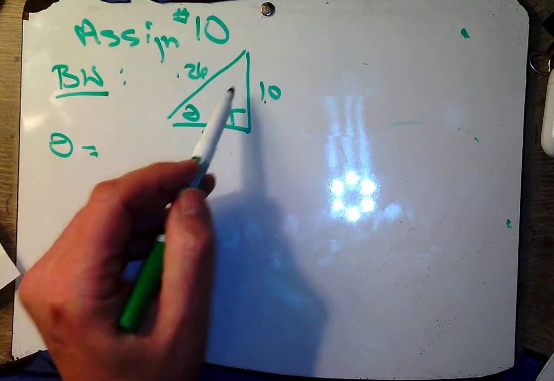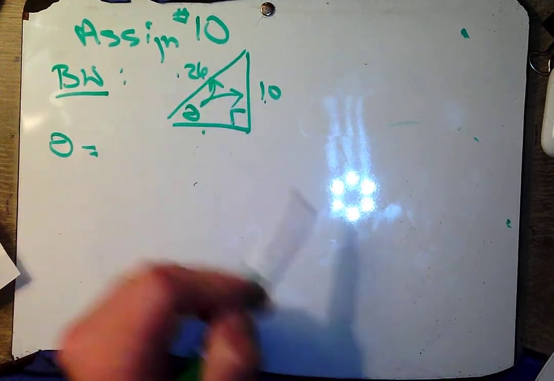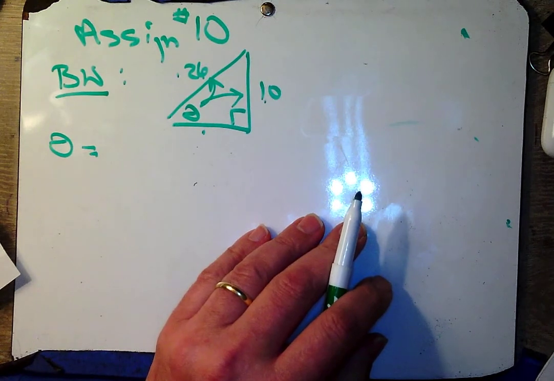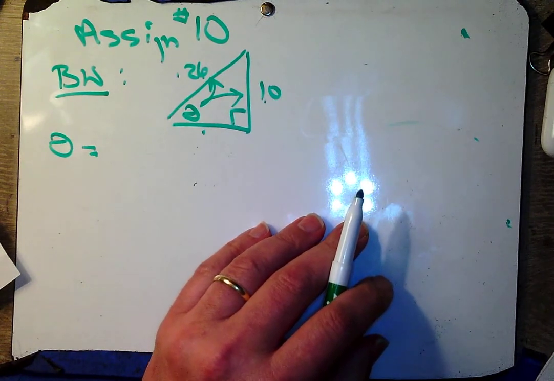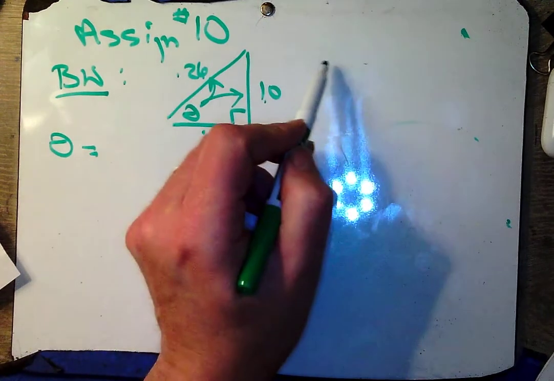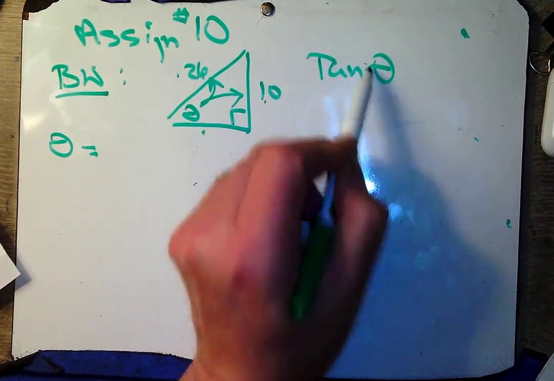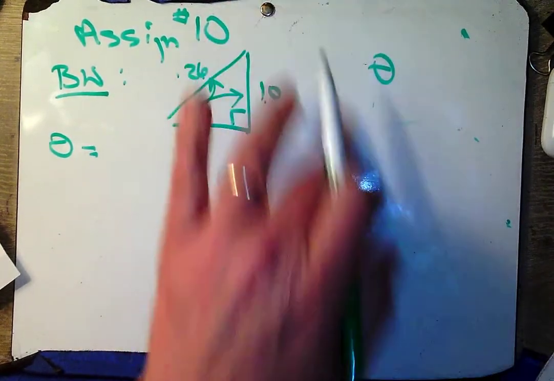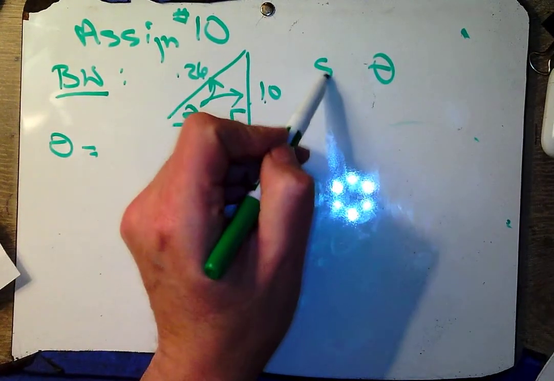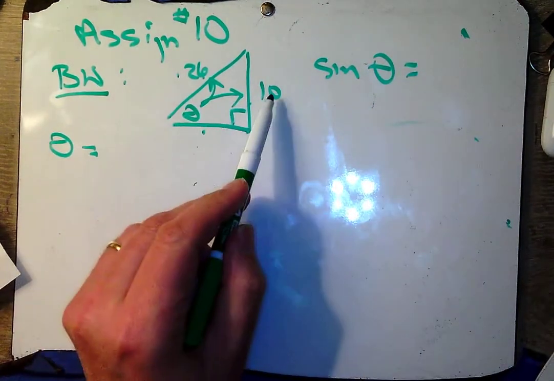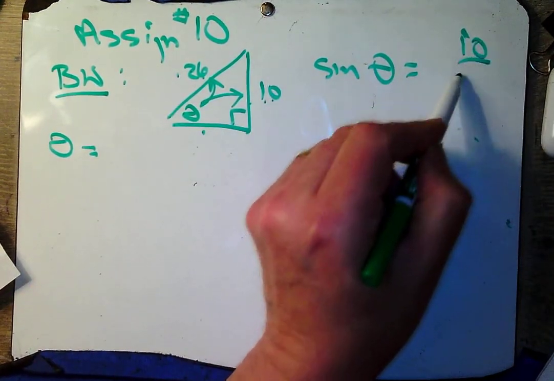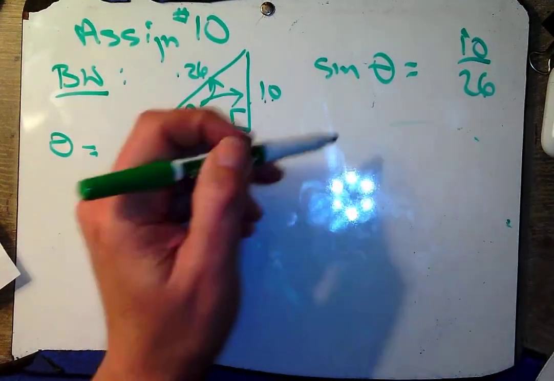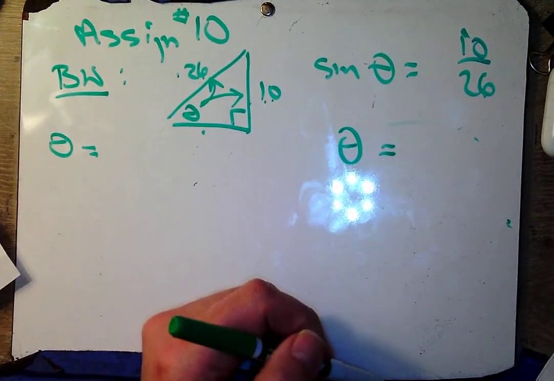So here's what I see. I see opposite and I see hypotenuse. Which trig function is all about opposite and hypotenuse? Opposite and hypotenuse, that's tangent. So we could start by saying that the tangent of theta, no, why did you let me get away with tangent? Opposite and hypotenuse is sine. We know that. And this is 10 over 26. Okay, now this is what the sine of theta is, but I'm trying to solve the equation for theta.